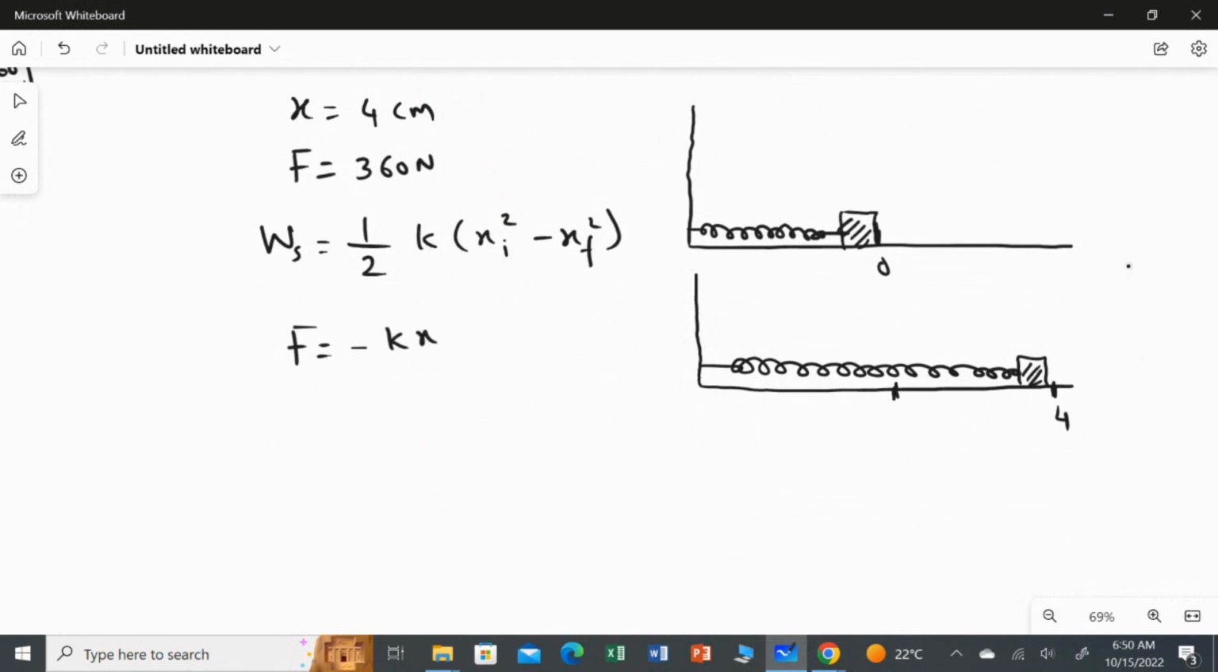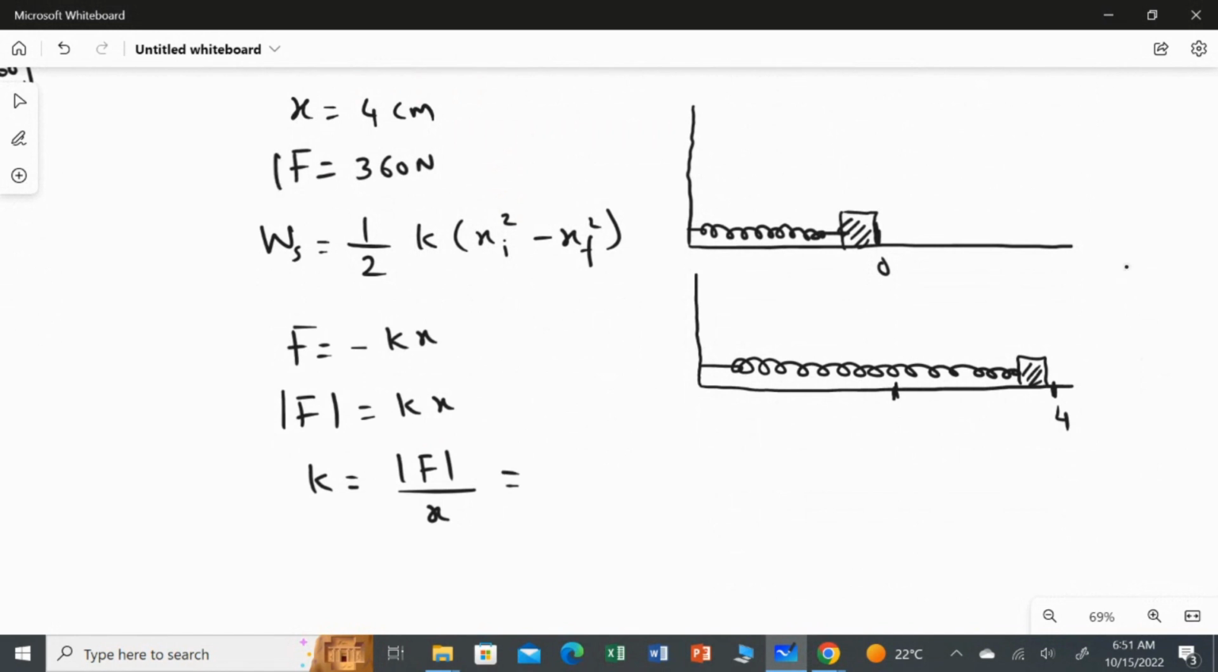and here the minus is nothing but the restoring force, which acts in the opposite direction. So for this, I'm going to take the magnitude of the force equation, which is equal to kx. By using this, I'm going to find the value of k. Therefore k equals the magnitude of the force we applied over x. So I'm going to substitute the values.